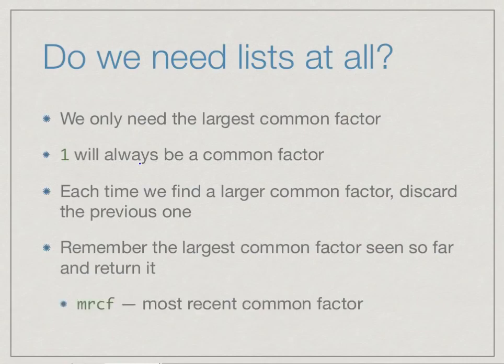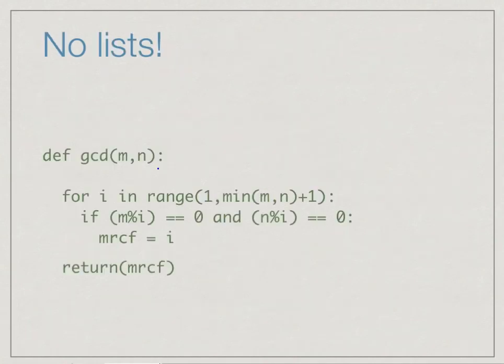So we can use a name, say MRCF for the most recent common factor, and keep updating this name with the value of the common factor that we saw last. So here is a Python implementation of this idea where we don't have a list at all. We directly scan all the possible common factors from 1 to the minimum of M and N. Whenever we find a common factor, we update the value of our name MRCF to be the current common factor that we have found.